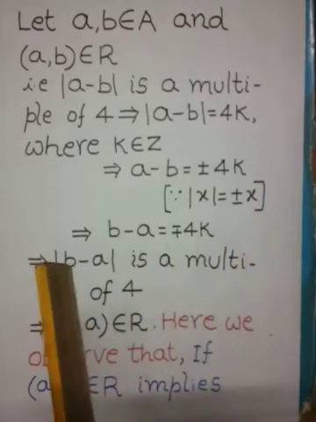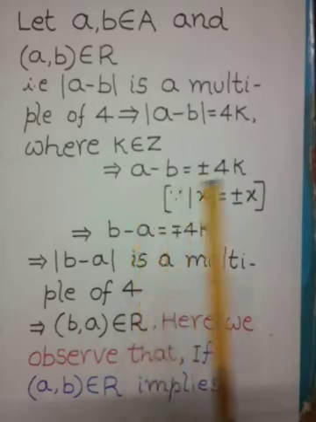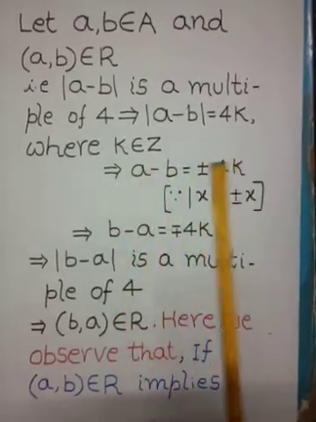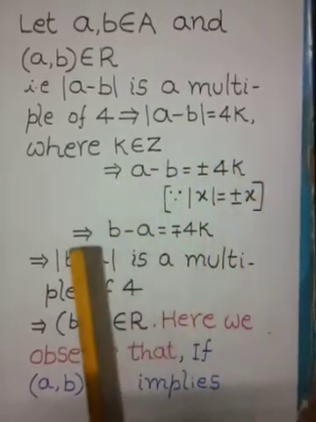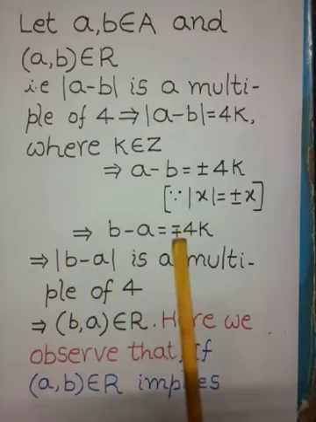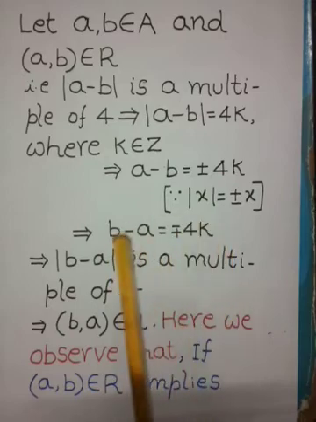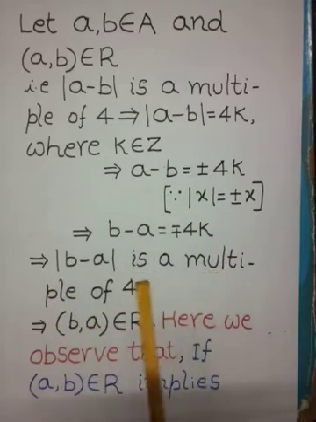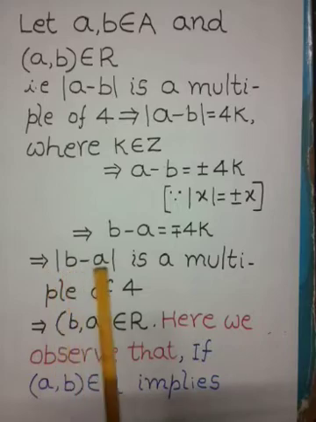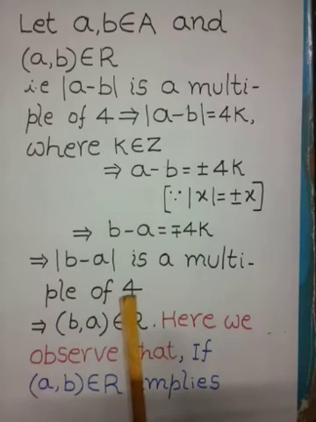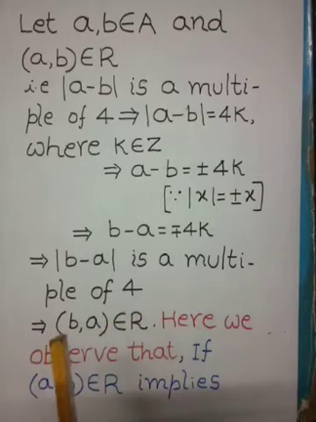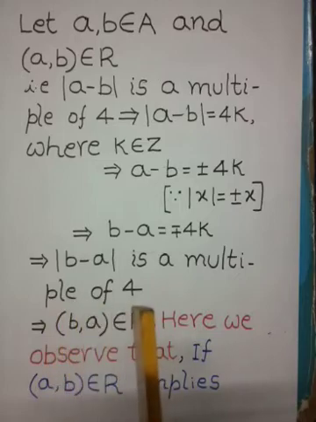Okay, my dear children. Now this implies that if you multiply this equation by minus on both sides, we get b minus a is equal to minus r plus 4k. Again, this equation can be written in the form of a statement like this: modulus of b minus a is a multiple of 4. This implies that we can write the ordered pair (B, A) belongs to R, because the elements B and A also satisfy the given relation.